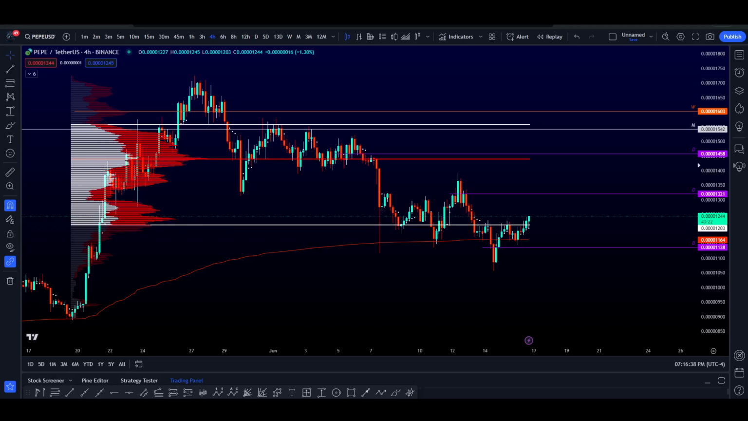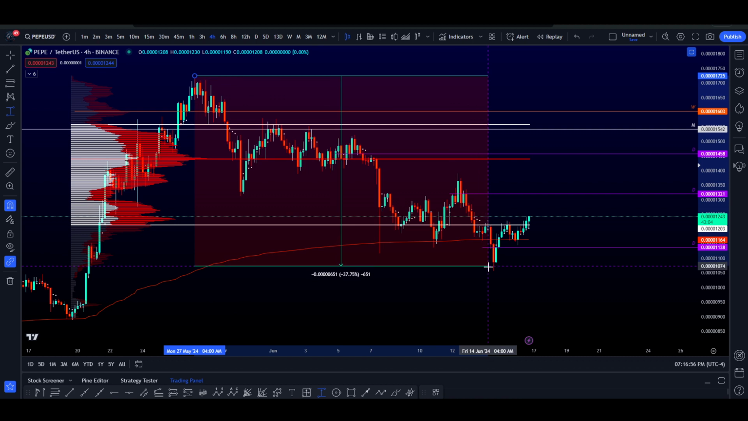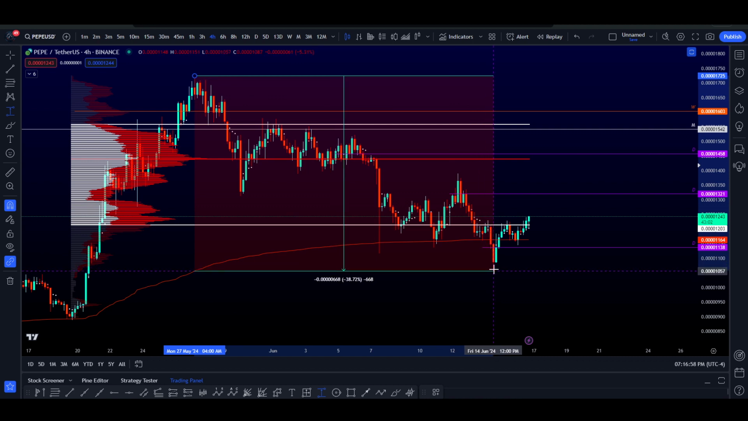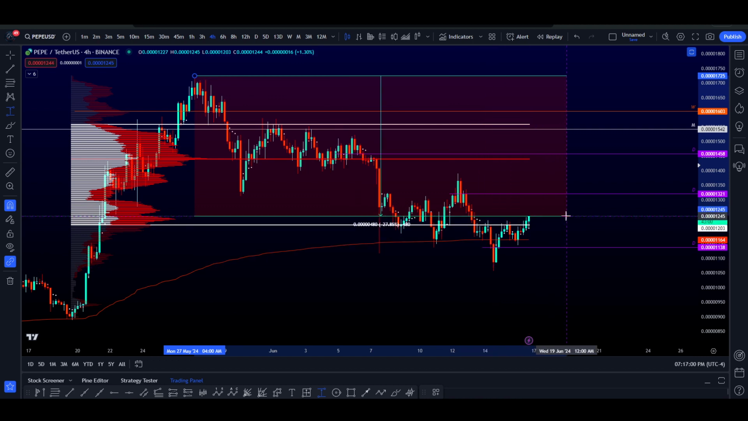Today we will go over PEPE USDT on the Binance chart. I pretty much have everything on the screen right now that is of great importance due to the current price action of PEPE. As you can see, it's had a pretty nice sell-off since May 27th, about 38%, or to about 28% to its current price.